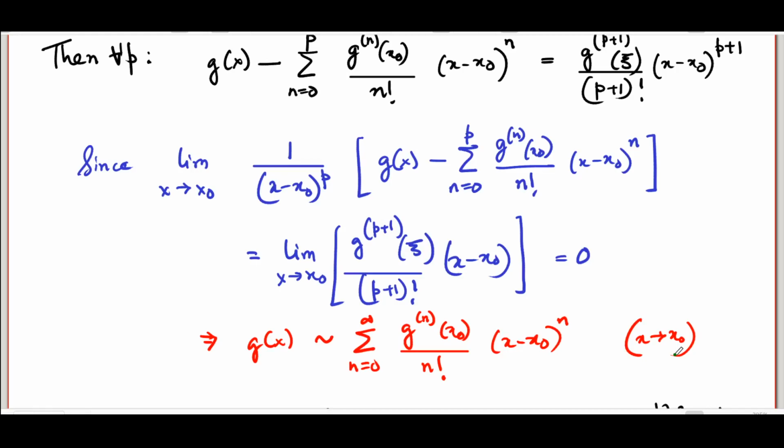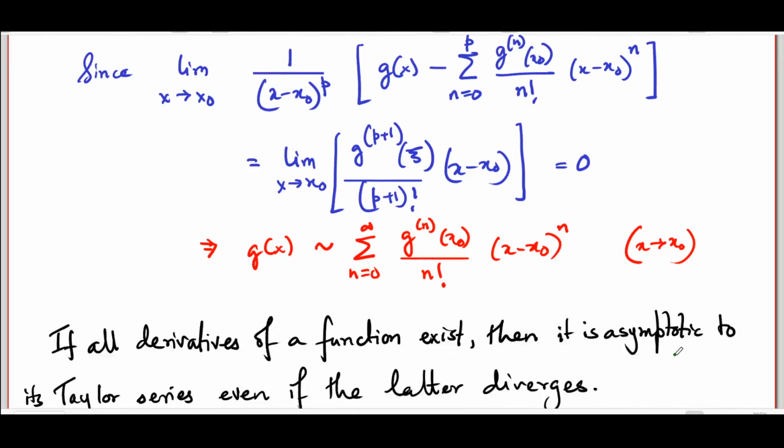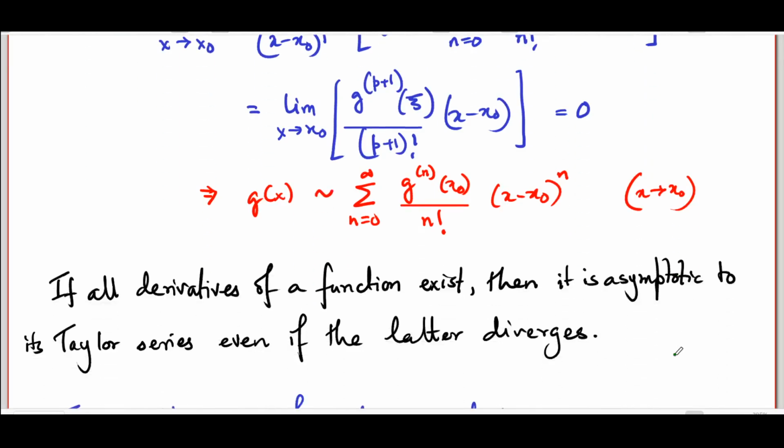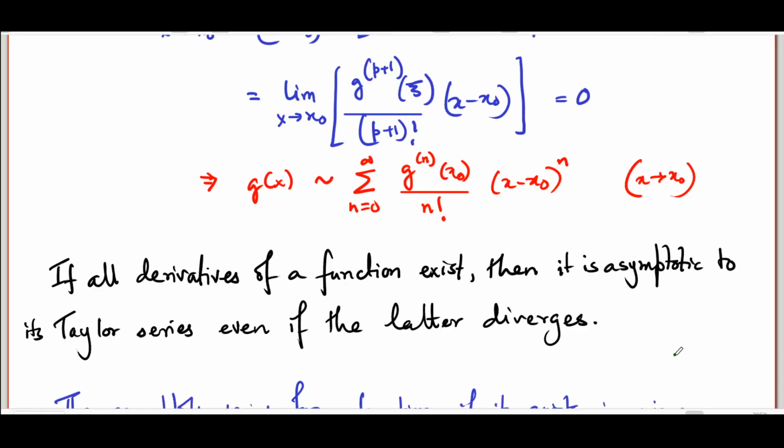Note that in all of this, we are not really using the statement that the Taylor series converges. So these partial sums closely approximate g(x) in this particular sense, but you do not necessarily have a guarantee that the sequence of partial sums actually converges to a limit for any x other than x0. So the upshot of all this is, if all derivatives of a function exist, then the function is asymptotic to its Taylor series even if the latter diverges.